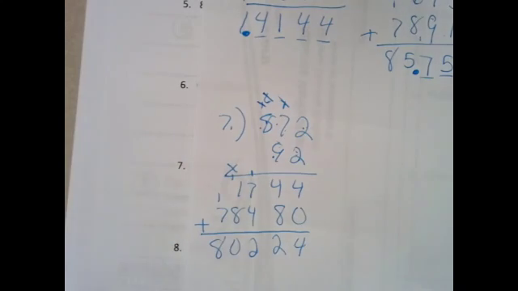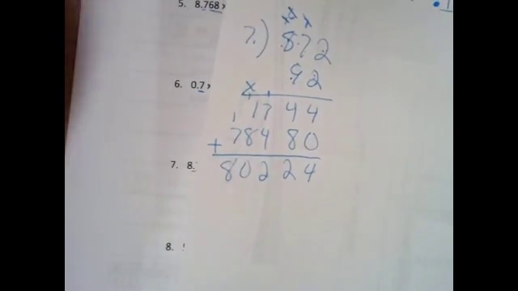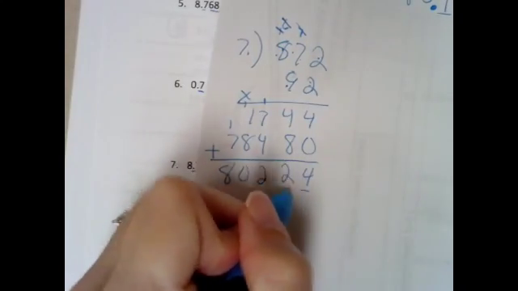We are not finished. We go back to our factors. We count how many decimal places are in our factors. 1, 2, 3. We go to our product and we put the same number of decimal places. 1, 2, 3.